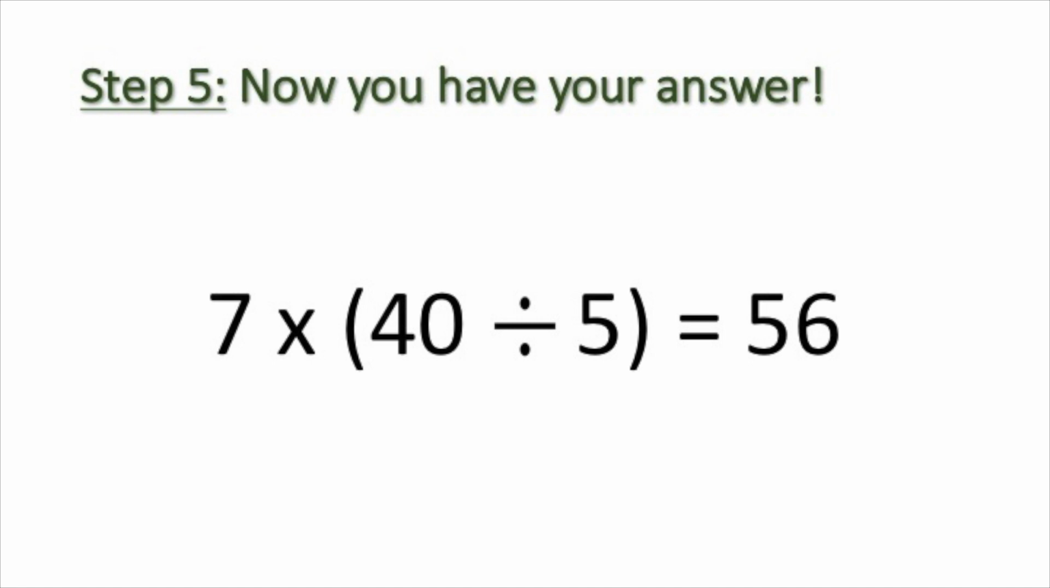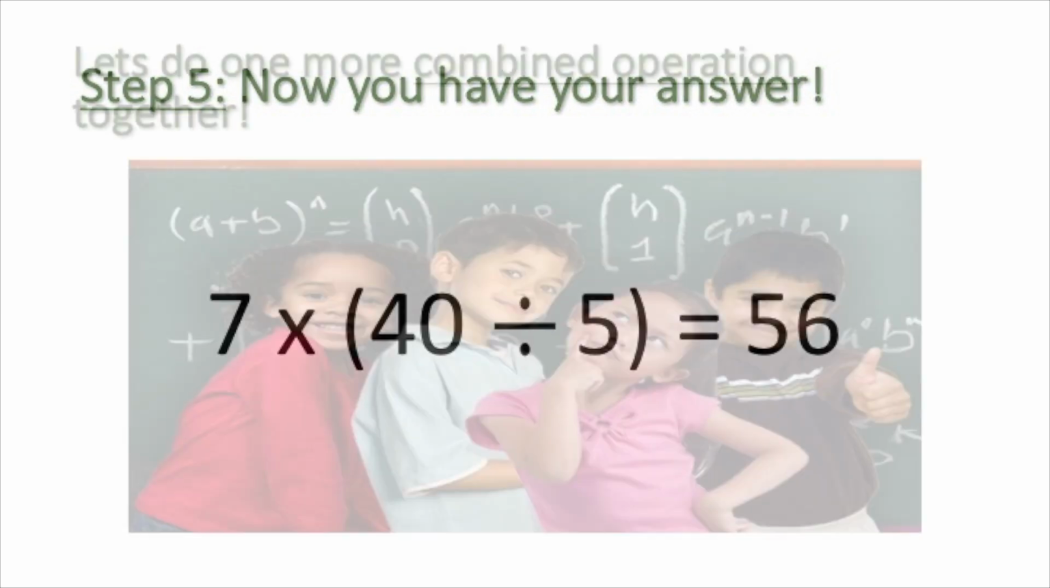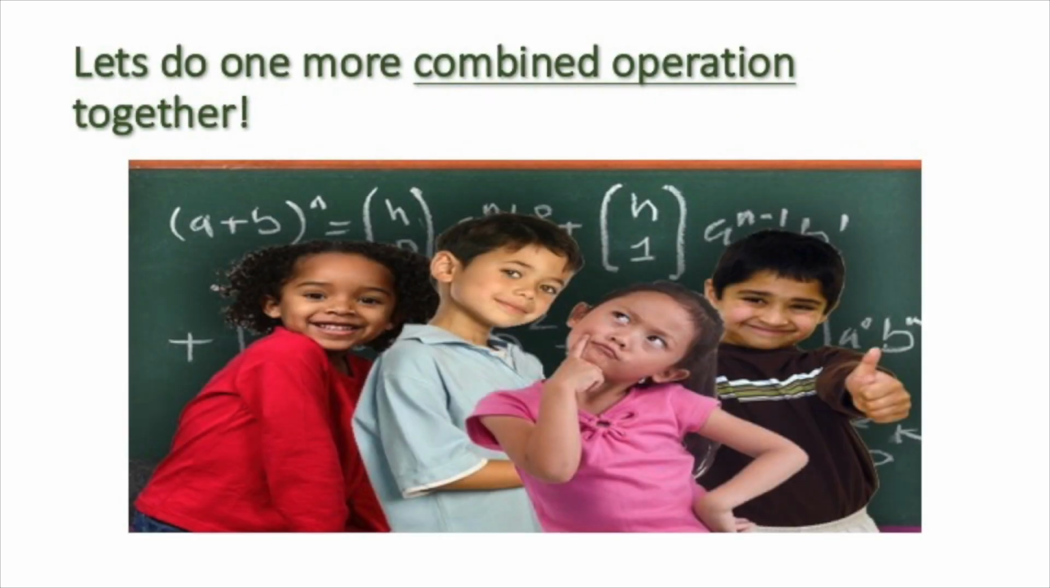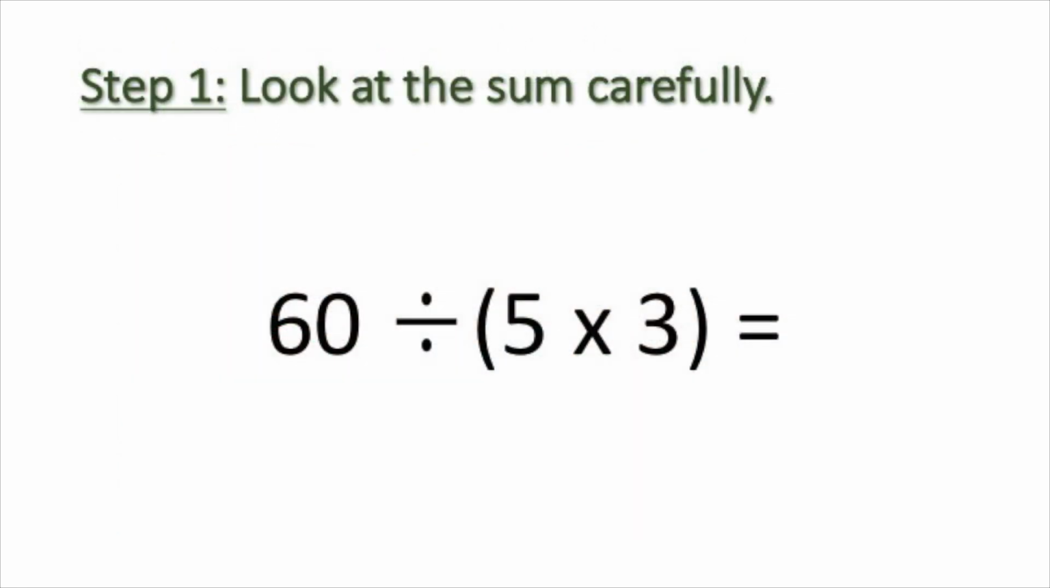Combined operation with multiplication and division. Excellent, guys. Let's do one more combined operation together. So step 1, look at the sum carefully. 60 divided by 5 times 3 equals. So what's the first part of our calculation?